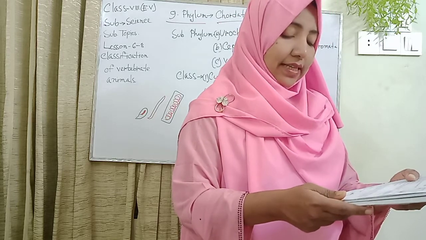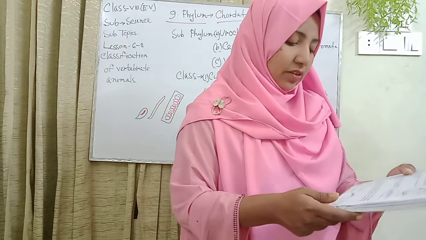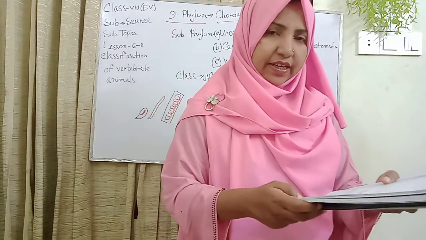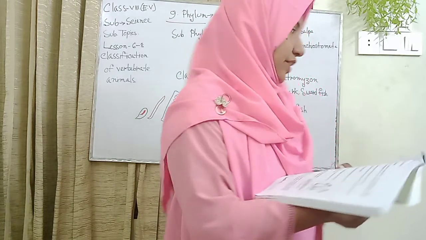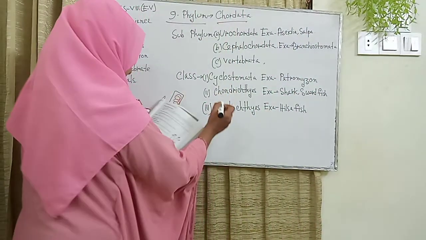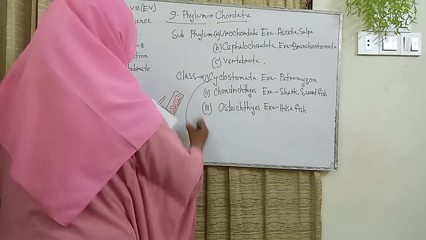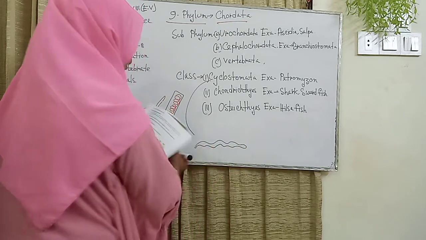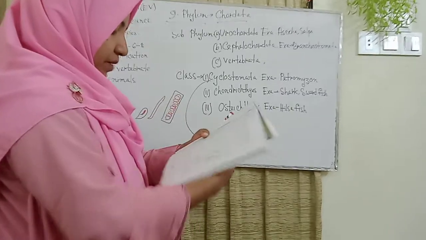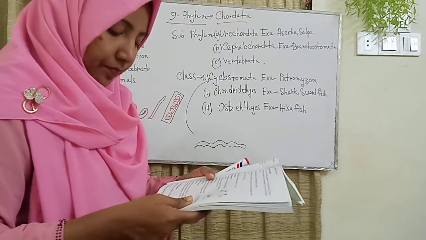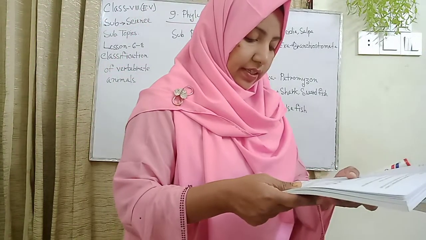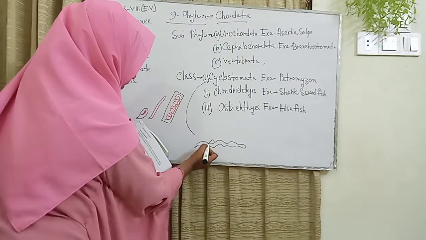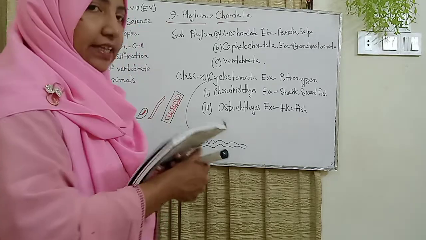The first class is the Cyclostomata. Their body is slender, eel-like, and rounded, with naked skin. I just drew the Cyclostomata, with this round-shaped structure. Again, I repeat: body slender, eel-like, rounded with naked skin, fish-like in form.